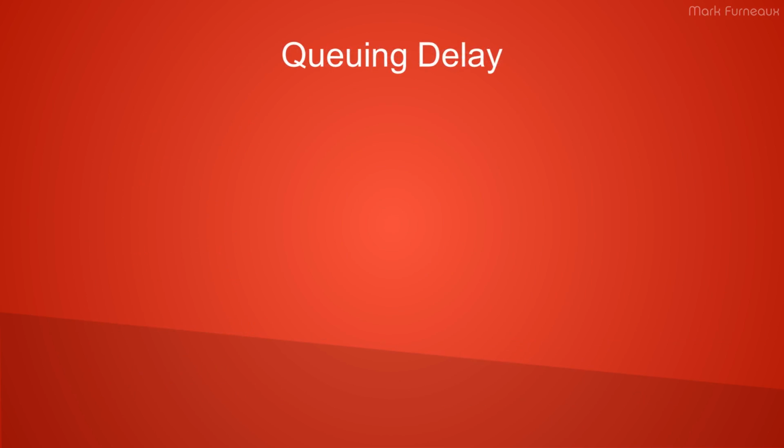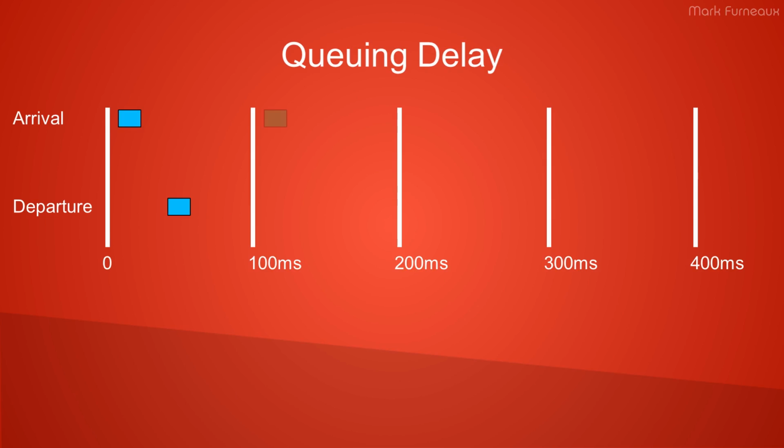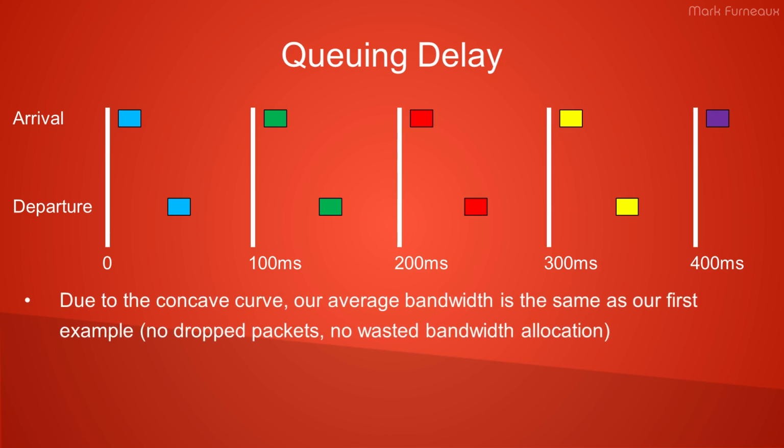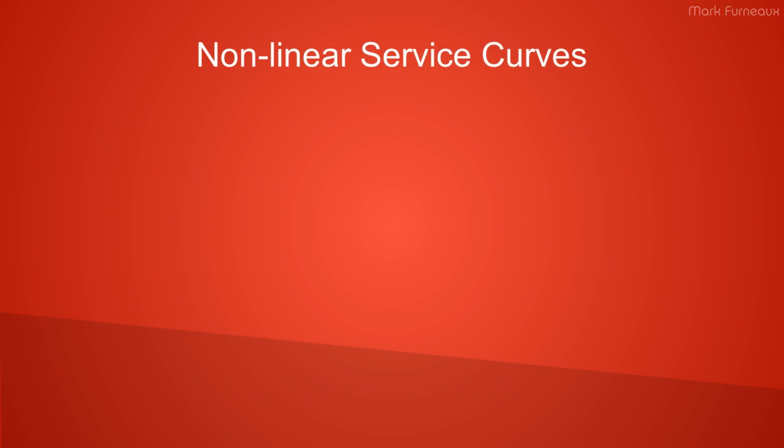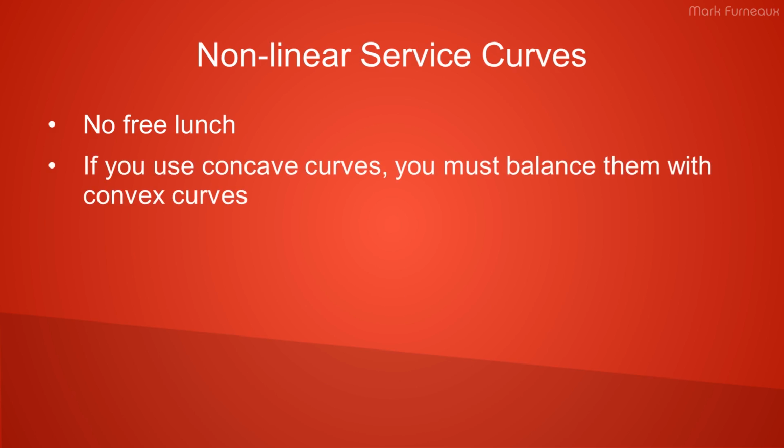And so if we graph this, as we did before, due to the fact that we have a concave curve, our average bandwidth is the same as the first example, right? There's no dropped packets, there's no wasted bandwidth allocation. But our delay is 50% less than that first example. And as a result, we have successfully decoupled delay and bandwidth. Now, as with life, there is no free lunch. If you use concave curves, you must balance them with convex curves.